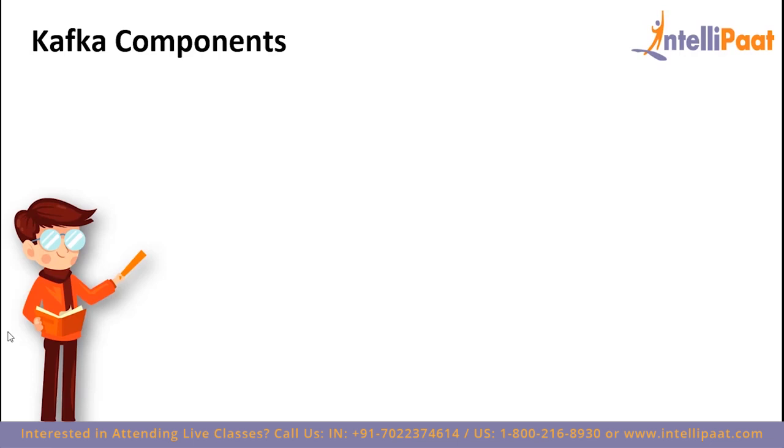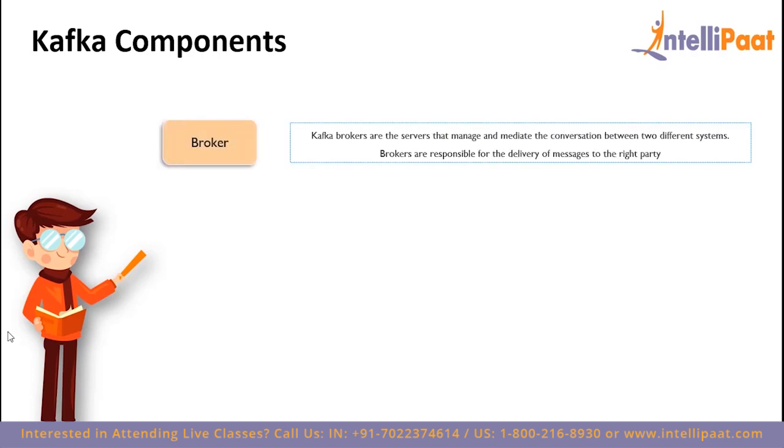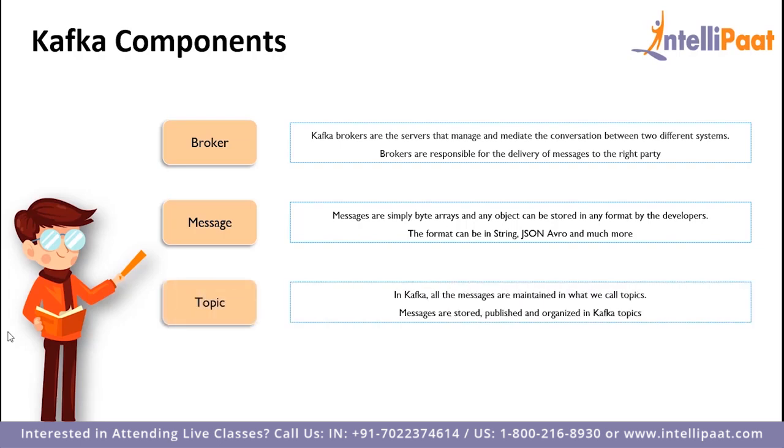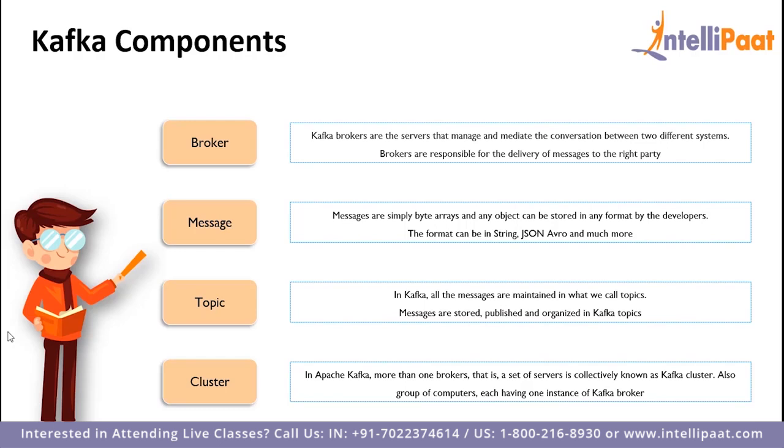Now let's understand about various components of Kafka. So we have brokers, which are basically the servers that manage and mediate the conversation between two different systems. Brokers are responsible for the delivery of messages to the right party. Then we have messages, which could be of any format such as string, JSON, Avro, and so on. After that, we have topics. In Kafka, all the messages are maintained in what we call topics. These messages are stored, published and organized in Kafka topics. And then we have clusters. In Apache Kafka, more than one broker, that is, a set of servers, is collectively known as a Kafka cluster.